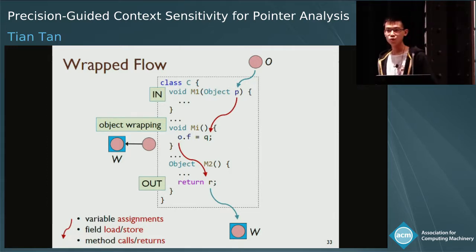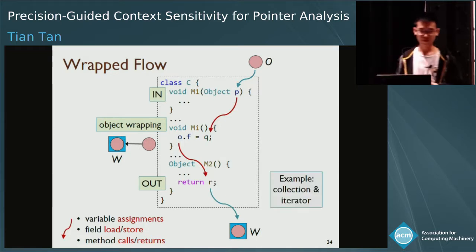Unlike direct flow, where flow-in objects and flow-out objects are the same objects, in wrapped flow, the flow-out object is the wrapper object W, not O. But O is still indirectly propagated to the out method. And here, these red arrows are the same as in the direct flow. They represent object flow through these statements.